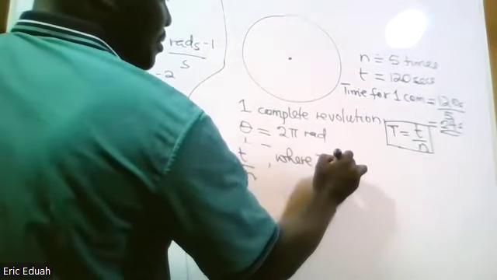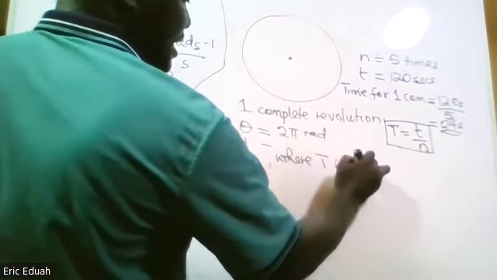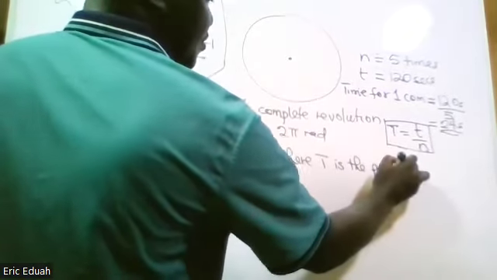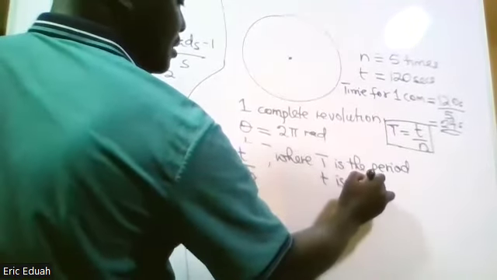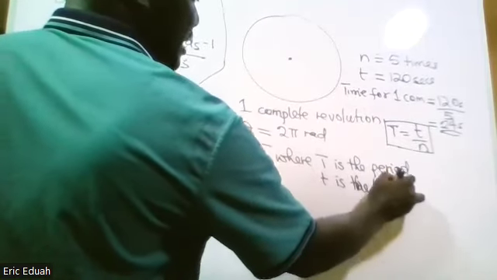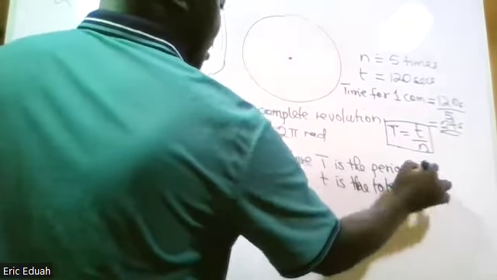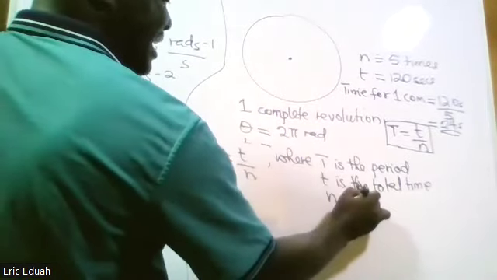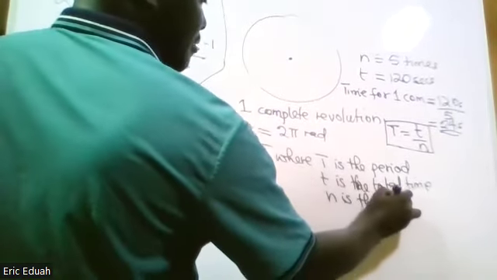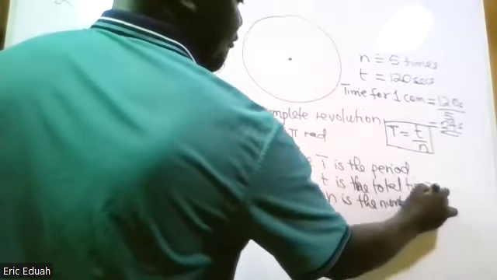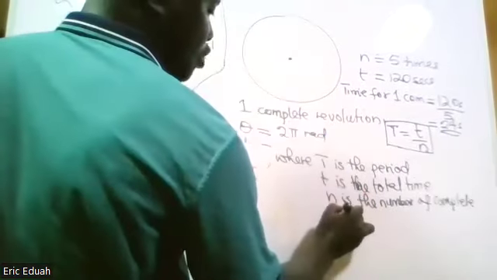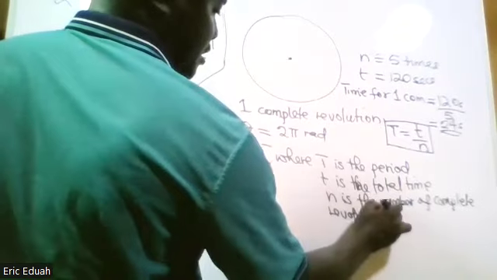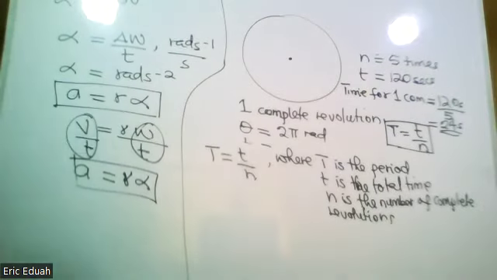where big T is the period, small t is the total time, and n is the number of complete revolutions. N is the number of complete revolutions.